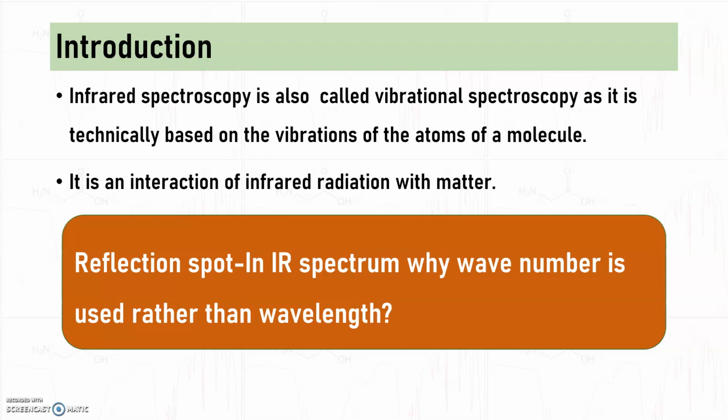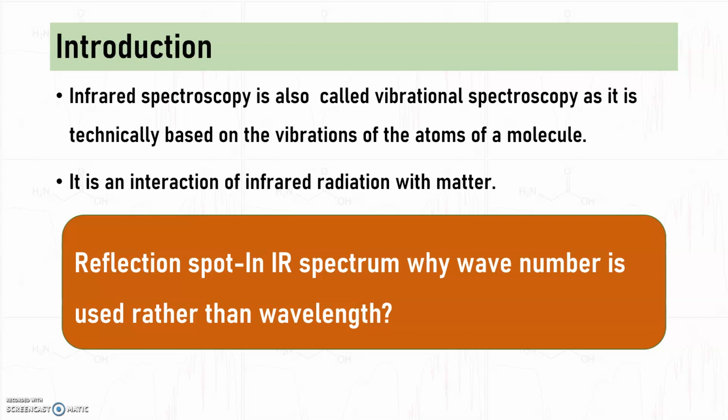Question: why in infrared spectrum is wave number used rather than wavelength? The answer to this question is, it covers the range of electromagnetic spectrum between 0.78 and 1000 millimeter. In infrared spectroscopy, wavelength is measured in wave numbers which have the units centimeter inverse. The most useful infrared region lies between 4000 to 670 centimeter inverse.